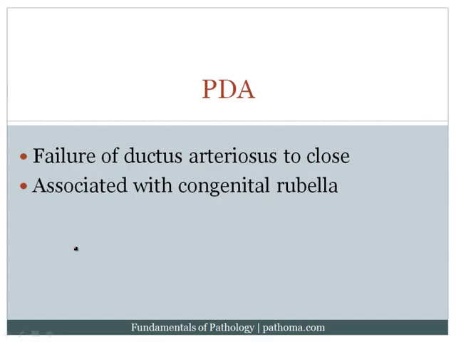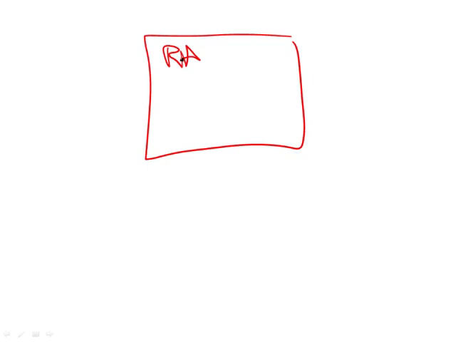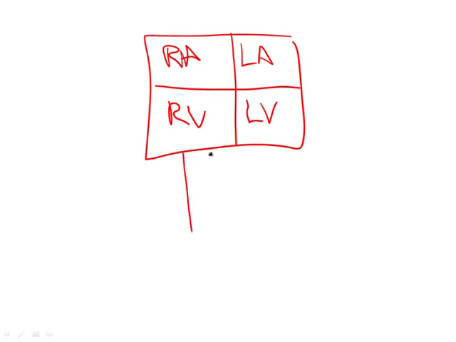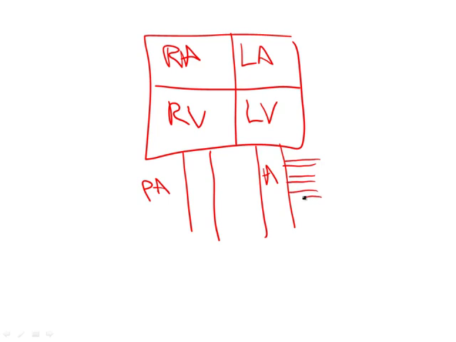Patent ductus arteriosus arises when there's failure of the ductus arteriosus to close, and very high yield it's associated with congenital rubella. Now again, if you understand the anatomy, things become very straightforward. So let's just briefly illustrate this. Here's the right atrium, and then you've got the right ventricle. Of course, this is all normal, and you've got the left atrium and the left ventricle. Now coming off the right ventricle is the pulmonary artery, and coming off the left ventricle is going to be the aorta. Now immediately coming off the aorta will be the major branches at the arch, so we'll make those here. And then recall that the PDA connects the pulmonary artery with the aorta after those major branches come off.